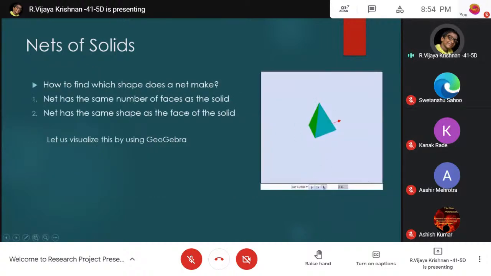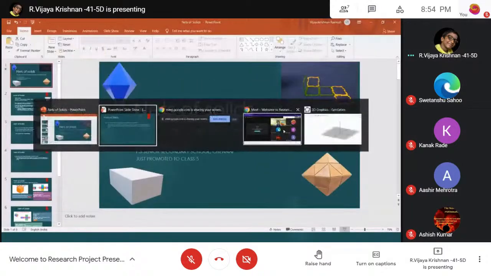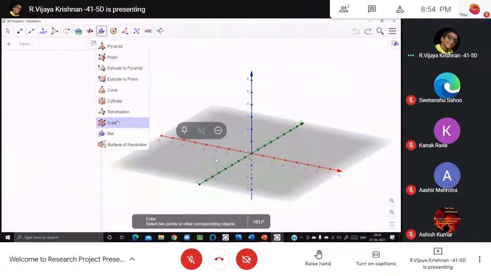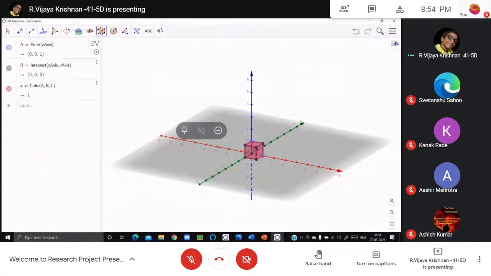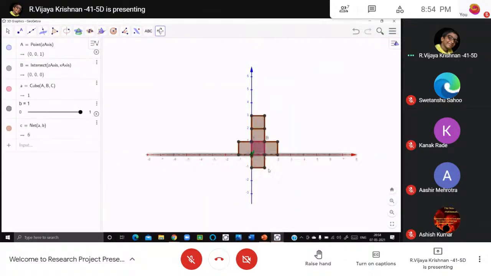How to find which shape does a net make? Net has the same number of faces as the solid. Net has the same shape as the face of the solid. Let us visualize this by using GeoGebra. This is a cube, and the other one is its net. The net has 6 faces as the cube, and it has the same shape, the square, which is in the cube.